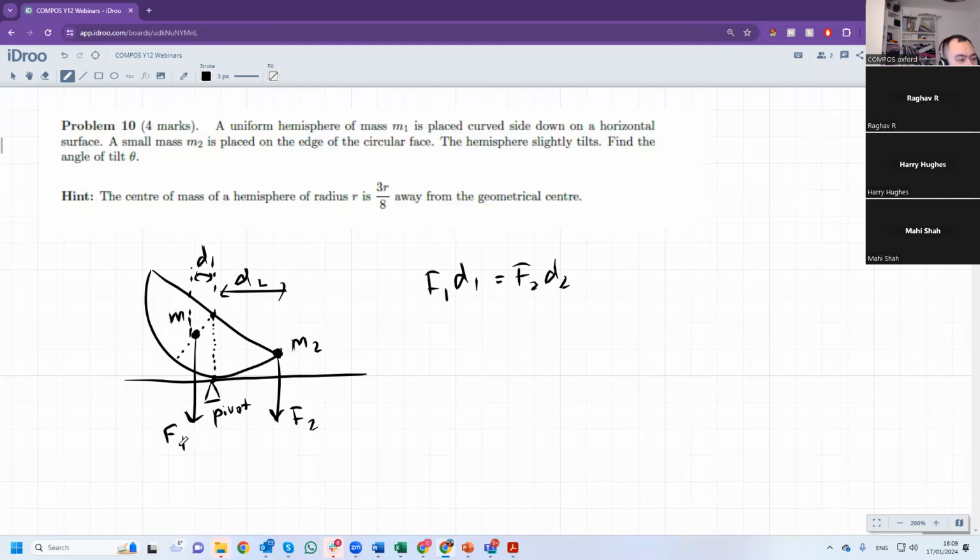Who's Abiola? You just need to very carefully think: this is the center of mass of the hemisphere, and this is where the second mass is. So you just need to balance it. Yeah, basically.